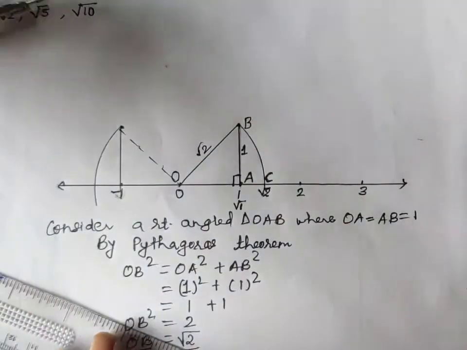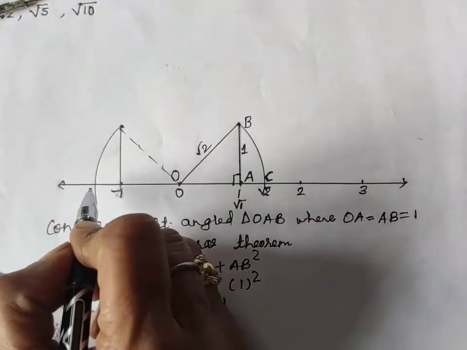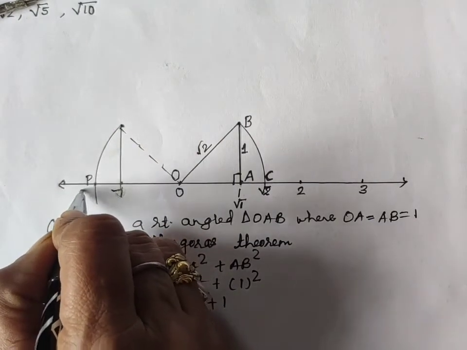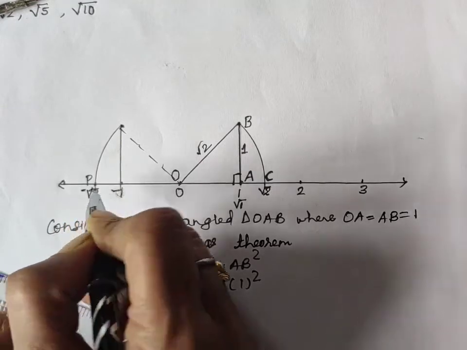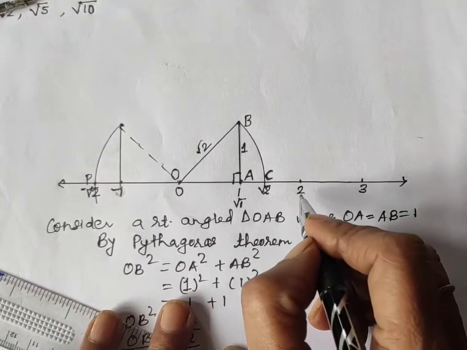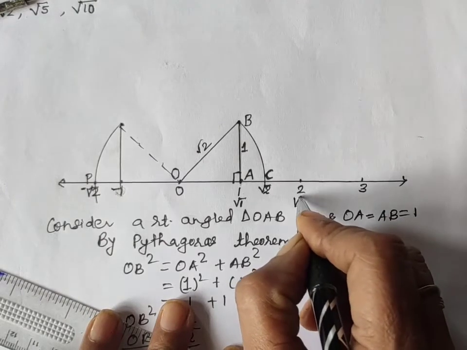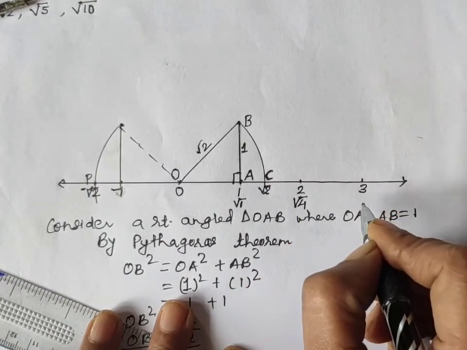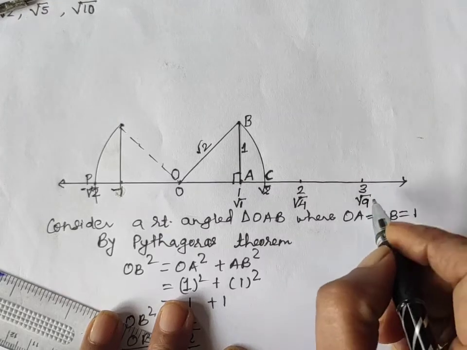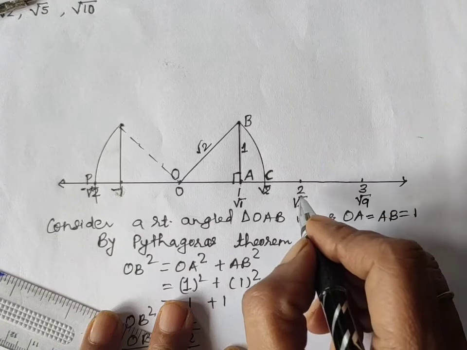And remember children, when you draw this arc, this point is what? Or suppose this is any point P, and this will be minus root 2. Now this was your root 2. Now children, you know this is 2 written. 2 represents root 4, and 3 represents root 9. So the square root of 9 is 3, and the square root of 4 is 2.